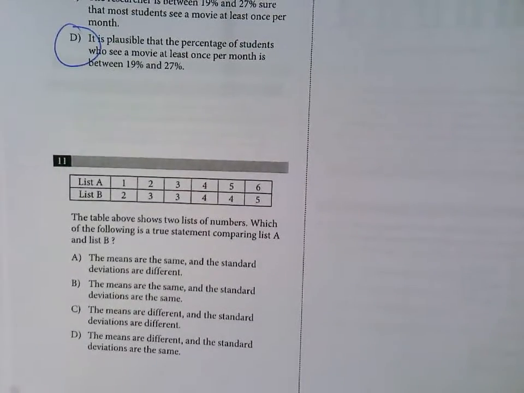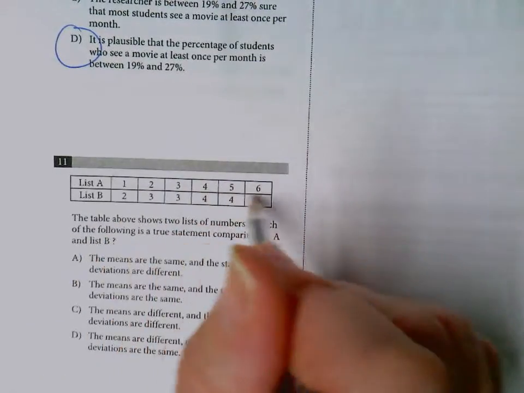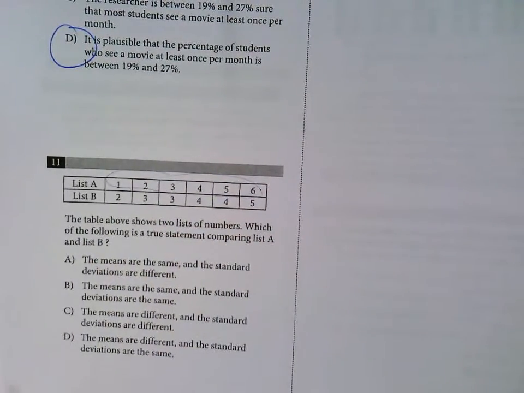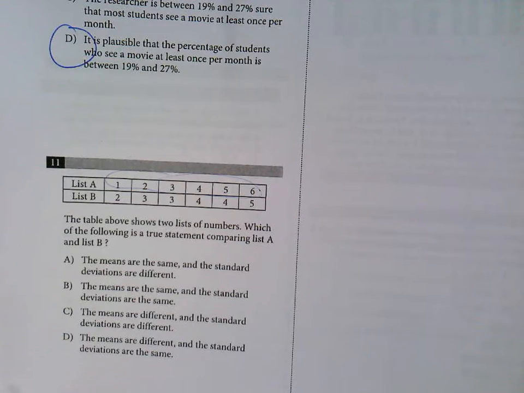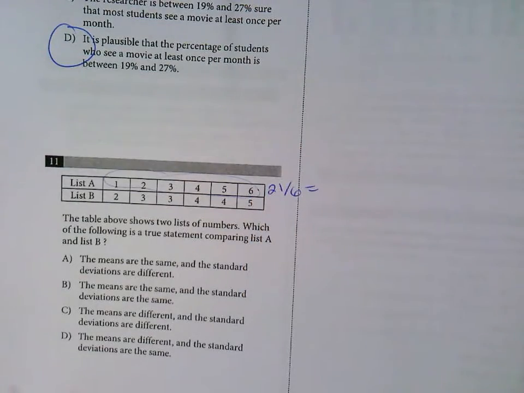Number 11. The table shows two lists of numbers. Which of the following is a true statement comparing list A and B? The means are the same, standard deviation is different. The means are the same, standard deviation is the same. All right, so we should find the mean, right? So I'm adding up these 6 numbers and dividing by 6. 1 plus 2 plus 3 plus 4 plus 5 plus 6 is 21, divided by 6 is 3.5.